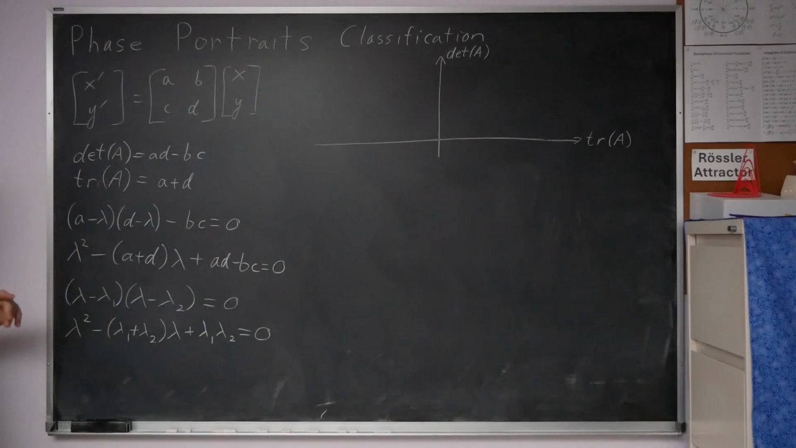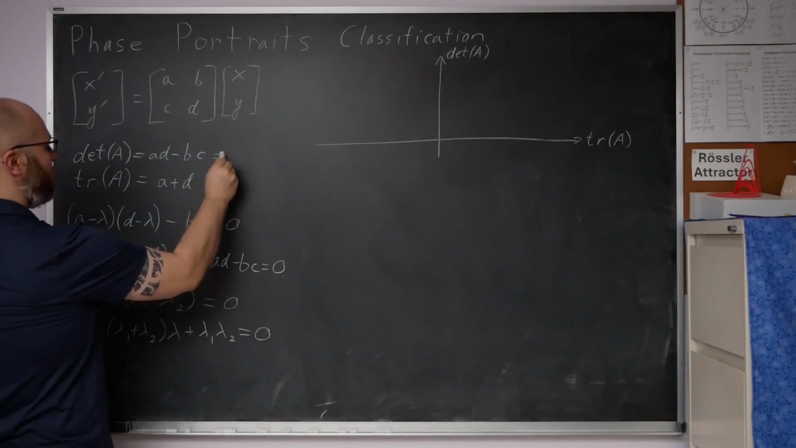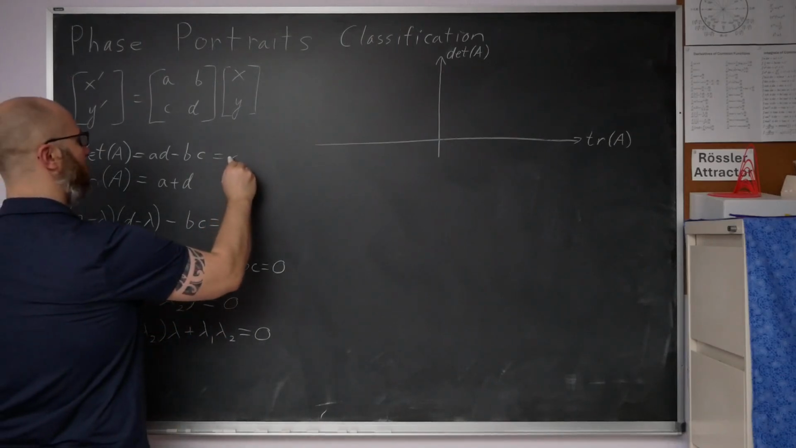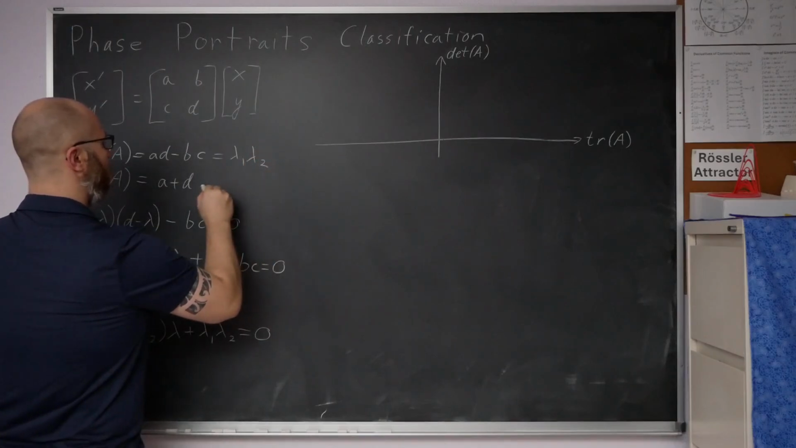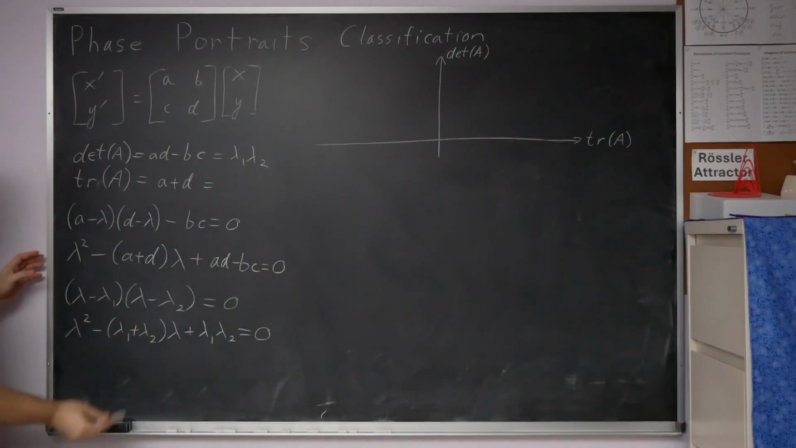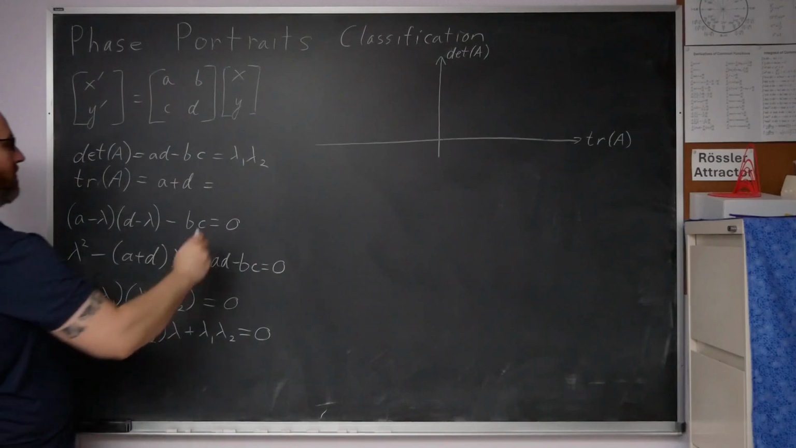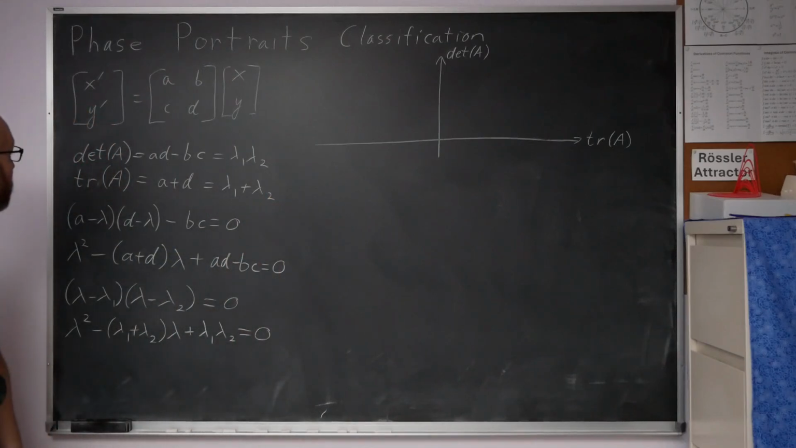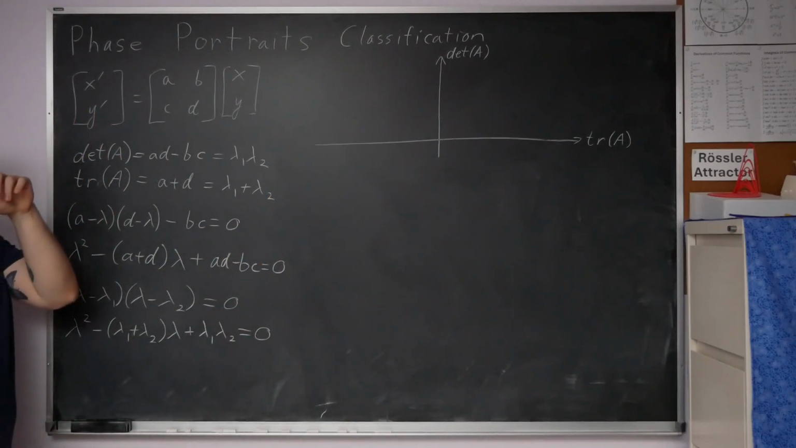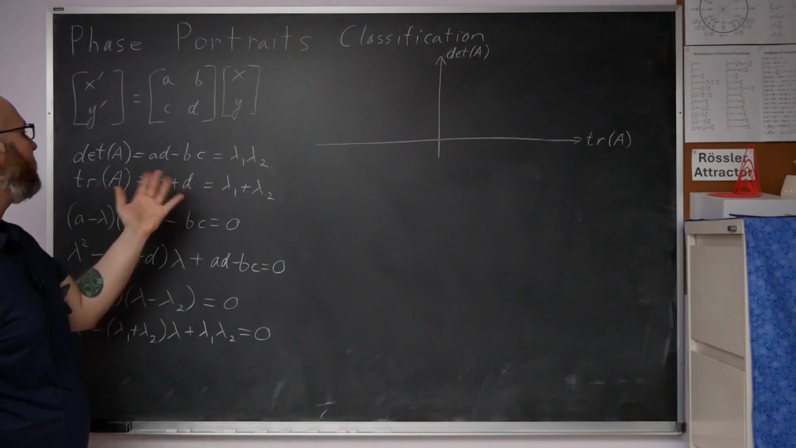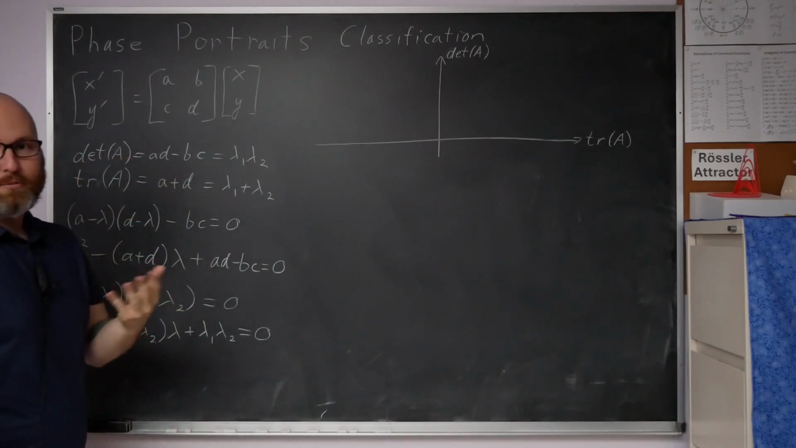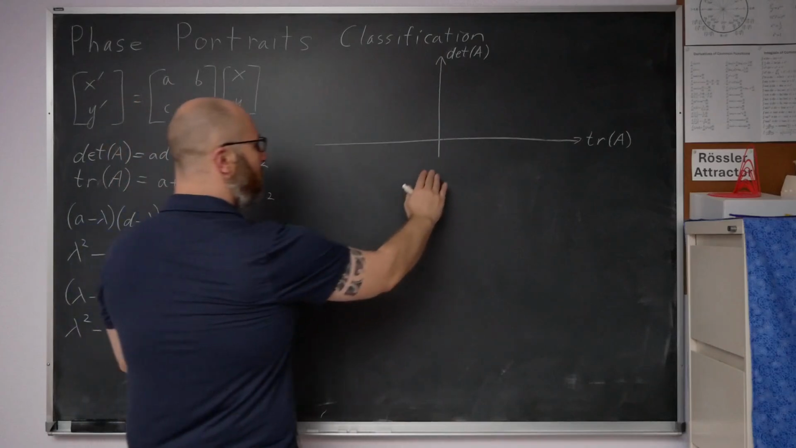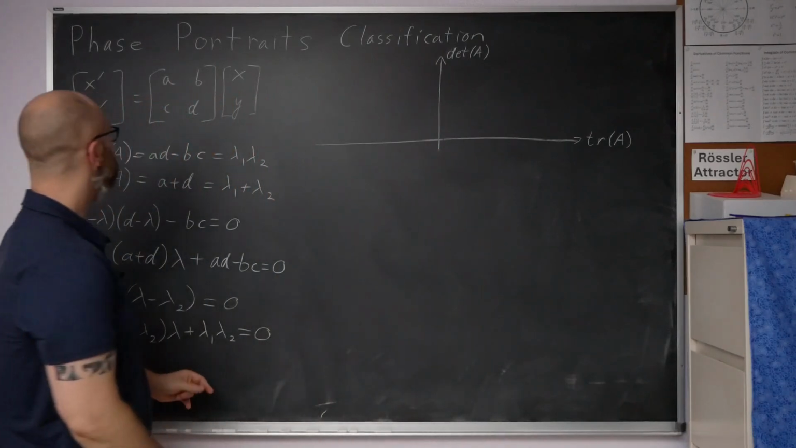So then, the coefficients have to match. So you actually have the determinant of A has to equal lambda 1 times lambda 2. And you have to have the trace of A equal lambda 1 plus lambda 2. So the trace and the determinant have a really nice relationship, and we can use it to classify what kind of phase portrait we're going to get based on the trace and determinant.